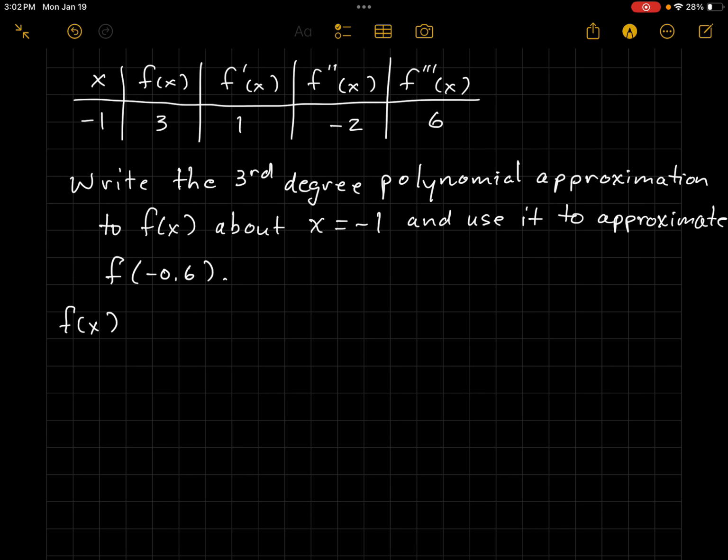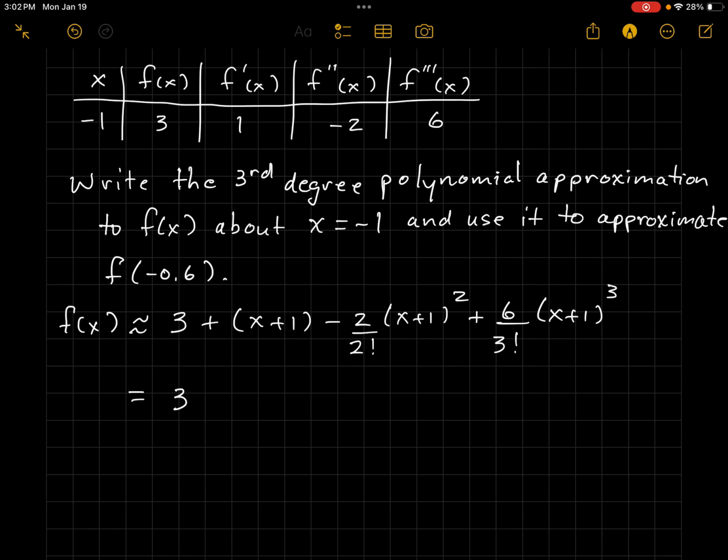So f of x, since an approximation, is approximately f of -1 plus f prime of -1 times x minus -1 to the first power minus f double prime over 2 factorial times x plus 1 squared plus f triple prime over 3 factorial times x plus 1 cubed, which will simplify down to 3 plus x plus 1 minus x plus 1 squared, because 2 factorial is 2, plus x plus 1 cubed, because 3 factorial is 6.